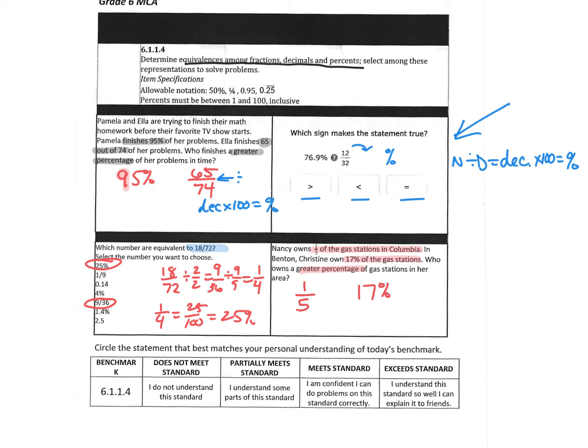What I know as an equivalent is that 1 out of 5 is equivalent to 20 out of 100, right? I can multiply these both by 20. So I know that 20 per 100 is 20%. 20% is greater than 17%. So that would mean, I better reread my question. It says who, so then I would know that 1/5, that means that Nancy has a greater number of gas stations.